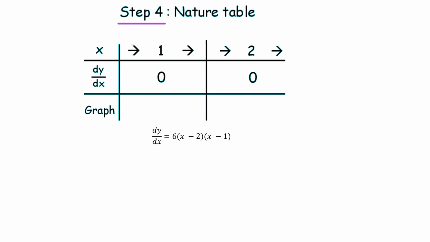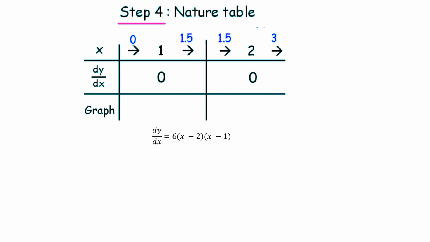We know that my dy by dx is equal to 6 bracket x minus 2 bracket x minus 1. And we're going to pick values 0, 1.5 and 3. They should allow me to work out dy by dx for those values, and that will then tell you the nature and shape of your graph. So what we do is, we take our dy by dx and we're going to substitute in for the values of 0, 1.5 and 3.